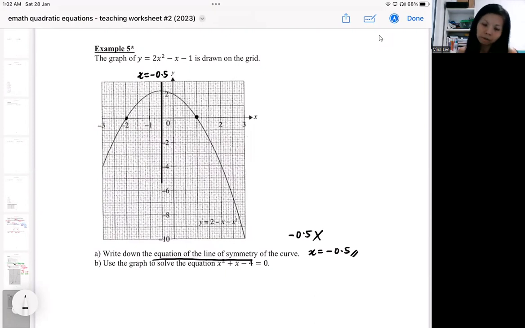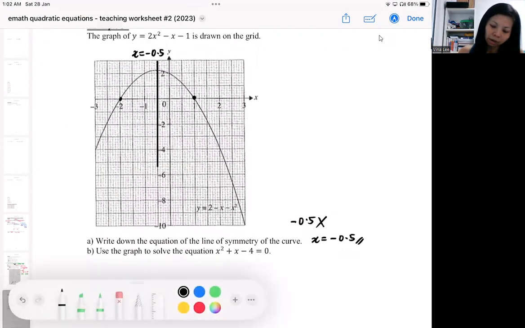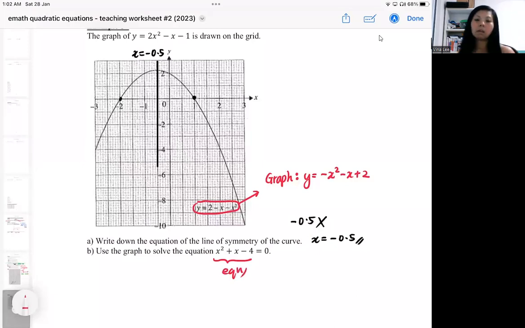Okay, so I'm going to use the graph to solve. This one is a little bit challenging. If you take a look here, this is my graph. But this is the equation. So currently it doesn't match the graph. The equation that you solve must match the graph.